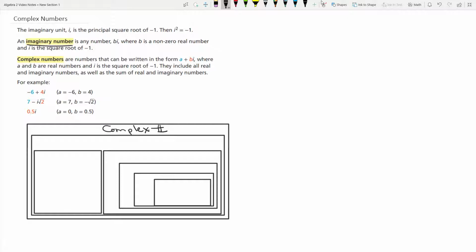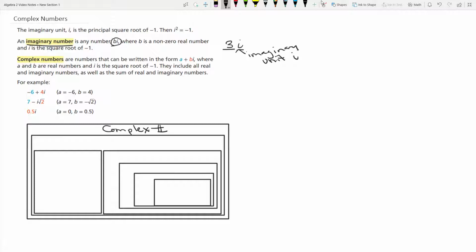So what are imaginary numbers? Imaginary numbers are just numbers with the imaginary unit i in them. Okay, so for example, 3i. That's a pure imaginary number, right? You have a number and then you have the imaginary unit i. That's an imaginary number.